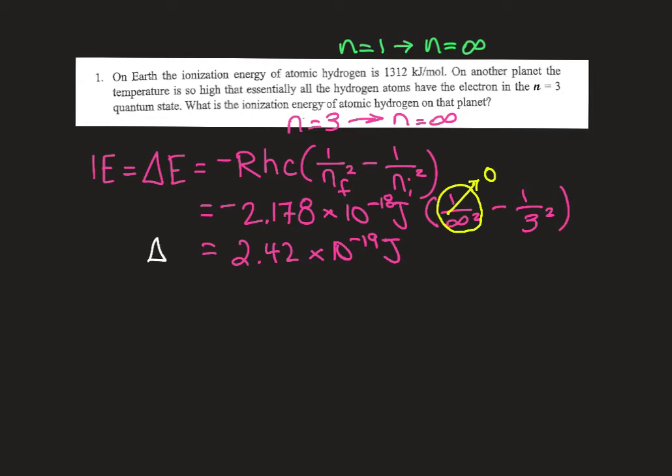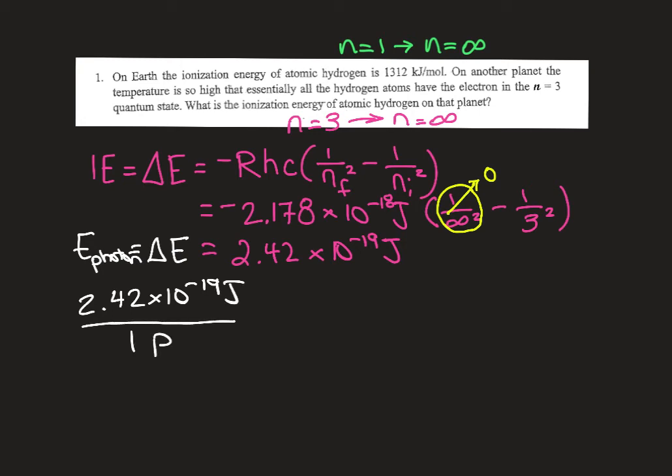So that's your change in energy going from n equals 3 to n equals infinity, also known as the ionization energy, also known as the energy of a photon that would be needed to do that job, to remove completely a valence electron starting at the n equals 3 energy level. In doing our dimensional analysis, we're going to say 2.42 times 10 to the negative 19th joule. That's not just over 1, but that's per photon. So that's in every 1 photon who could do this job.